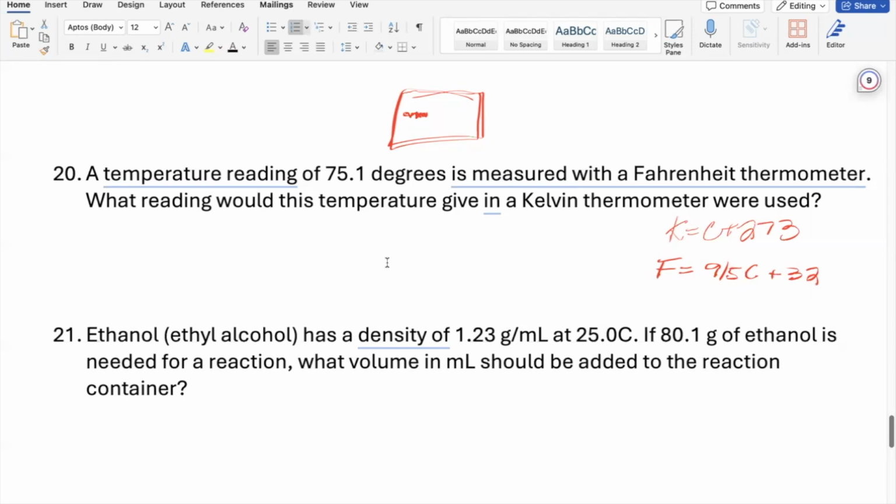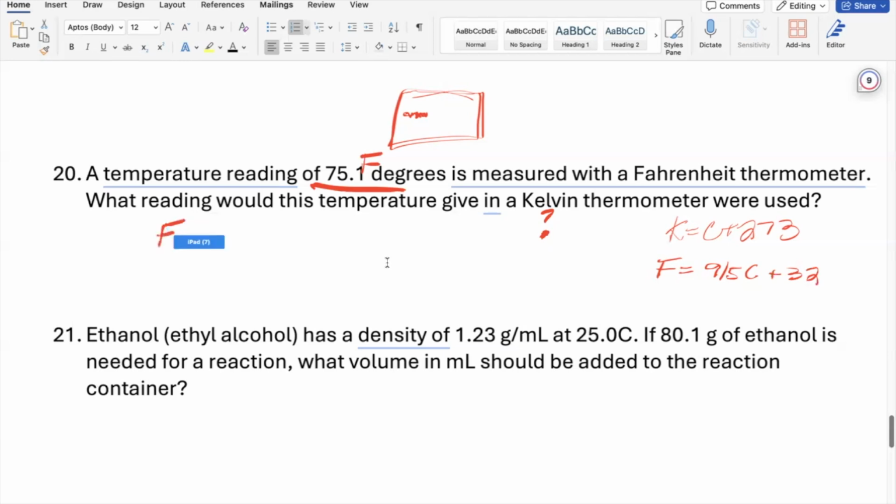Okay. So we're given a temperature in Fahrenheit here, right? And we want to know what the temperature in Kelvin is. We don't have a relationship between Kelvin and Fahrenheit, but we do have a relationship between Fahrenheit and Celsius, and then Celsius and Kelvin. So first we're going to need to solve for Celsius.